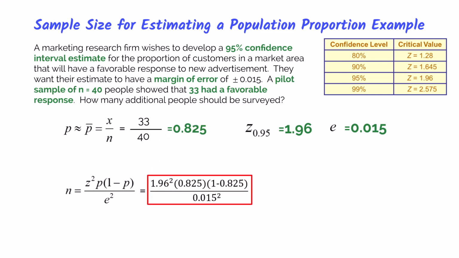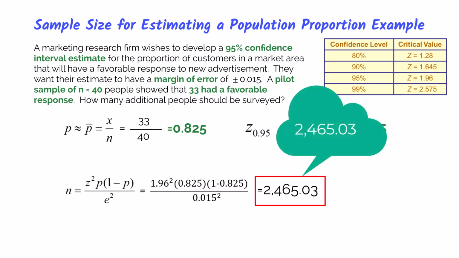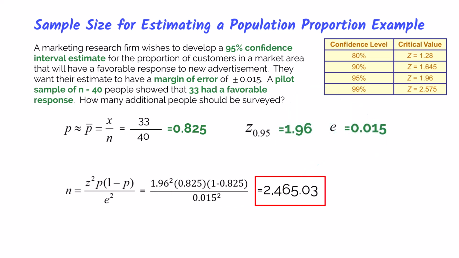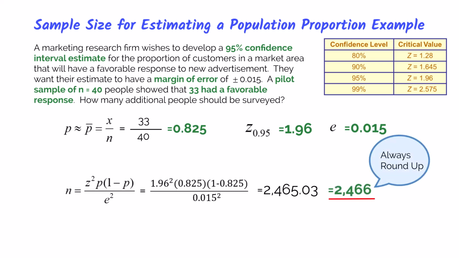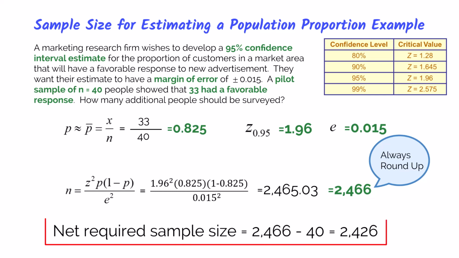So plugging in all our numbers into the formula, we'll take 1.96 squared times 0.825 times 1 minus 0.825, then divided by 0.015 squared, and we get 2,464.03. Recall from the last video, we always want to round up our sample size regardless of how low the decimal point is. So we get a sample size of 2,466. So the net required sample size would then be 2,466 minus the pilot sample size of 40 to get 2,426 additional people that we need to survey.